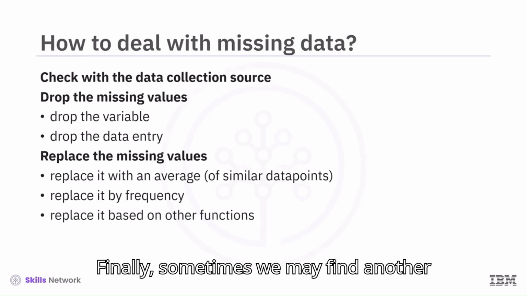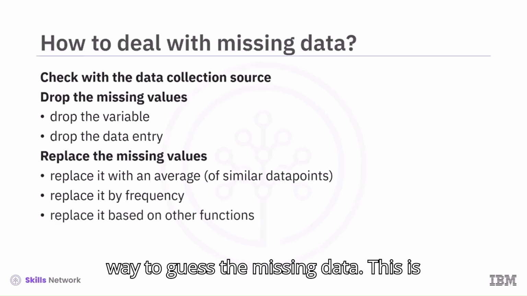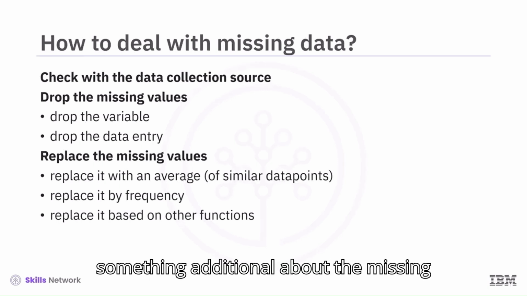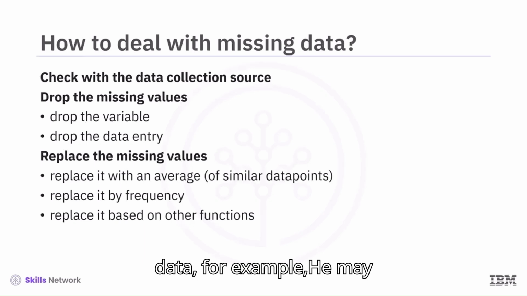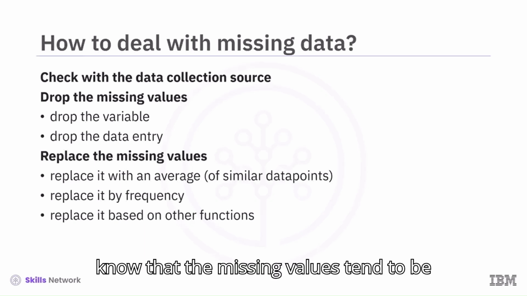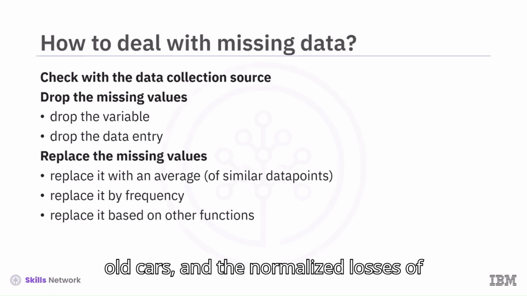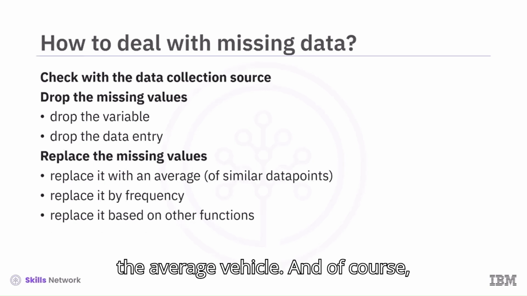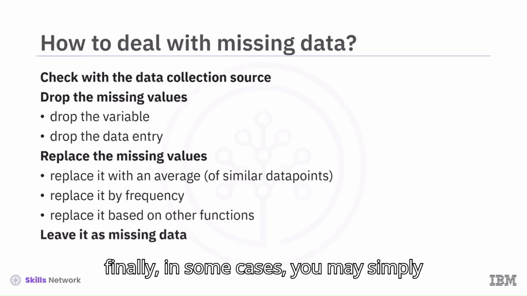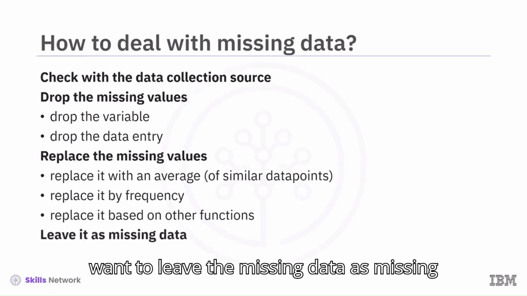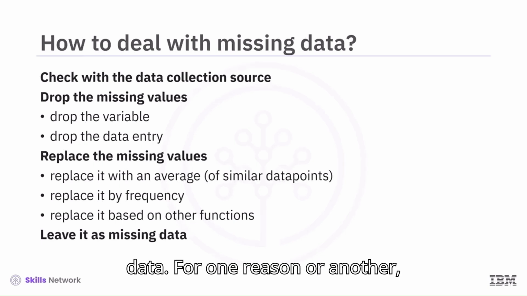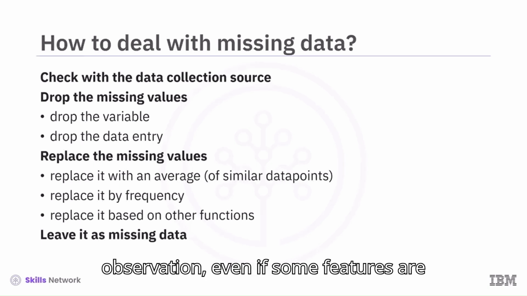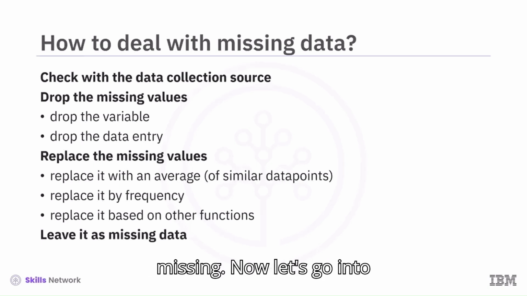Finally, sometimes we may find another way to guess the missing data. This is usually because the data gatherer knows something additional about the missing data. For example, he may know that the missing values tend to be old cars, and the normalized losses of old cars are significantly higher than the average vehicle. And of course, in some cases, you may simply want to leave the missing data as missing data. For one reason or another, it may be useful to keep that observation, even if some features are missing.